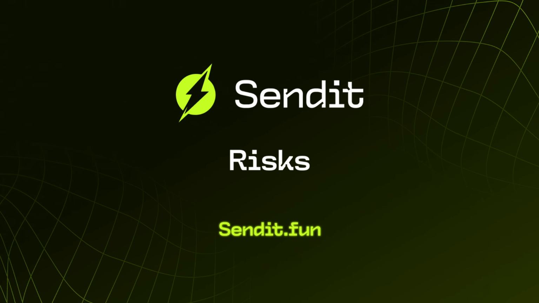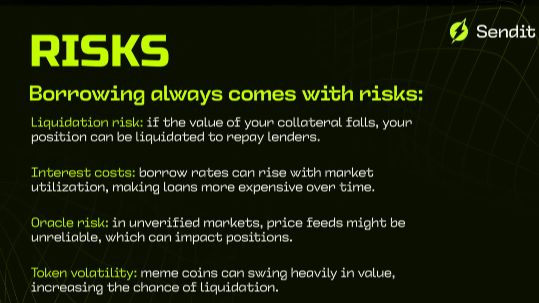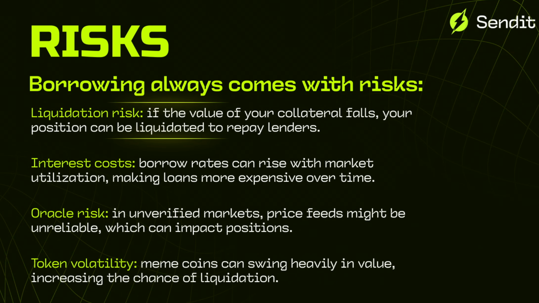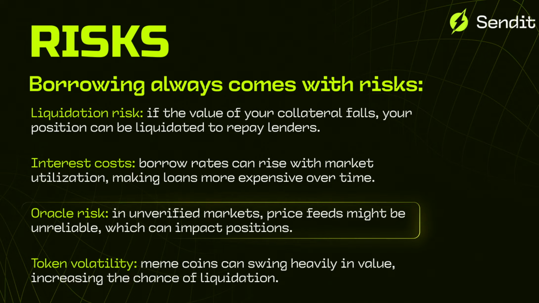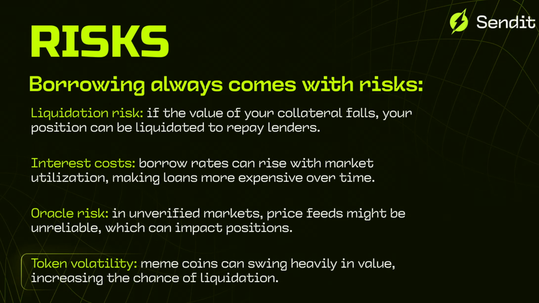There are risks to consider with borrowing. The primary risk is liquidation. If your collateral's value drops, your position could be liquidated to repay lenders. Another risk is interest costs, as borrow rates can increase with market utilization, raising loan expenses over time. Oracle risk is another concern. In unverified markets, price feeds might be unreliable, affecting positions. Finally, there's token volatility. Meme coins can experience significant value swings, increasing the risk of liquidation.